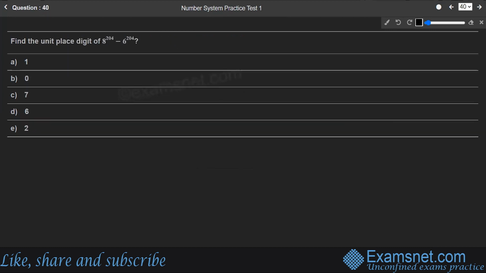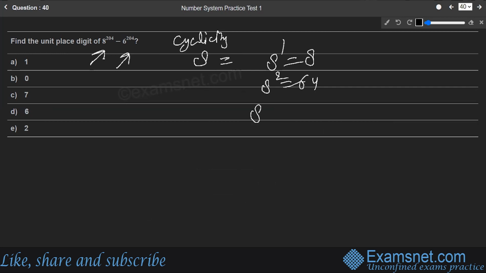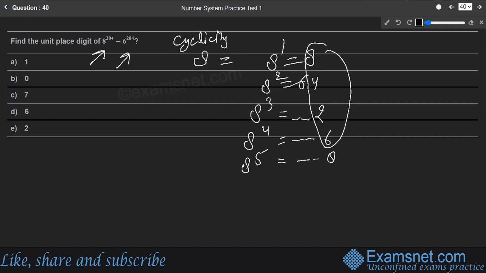Now he says find the unit digit of 8 to the power 204 minus 6 to the power 204. Okay, so let us try to do it. For this case we need to know the cyclicity of 8. The cyclicity is nothing but the last digit or the unit digit of the powers of 8. If you do 8 to the power 1, you receive 8. If you do 8 square, you receive 64. If you do 8 cube, the last digit is 2. If you do 8 to the power 4, the last digit is 6. Then 8 to the power 5, the last digit is again 8.